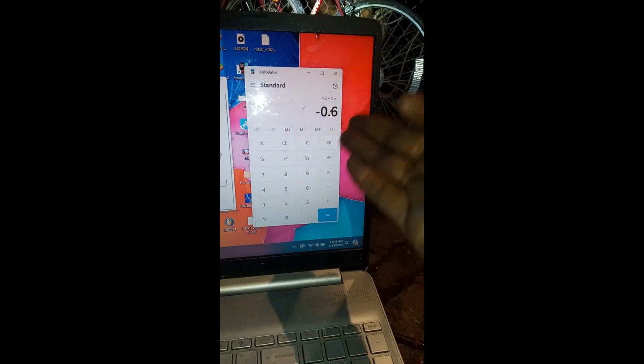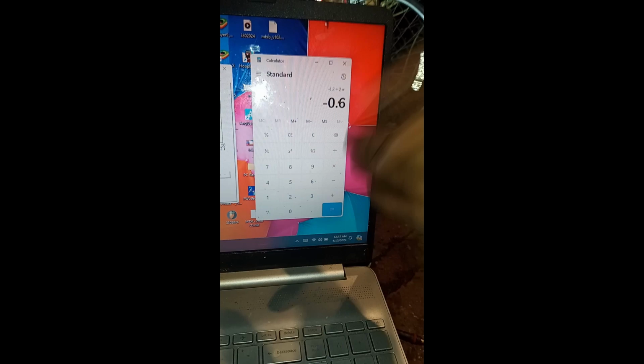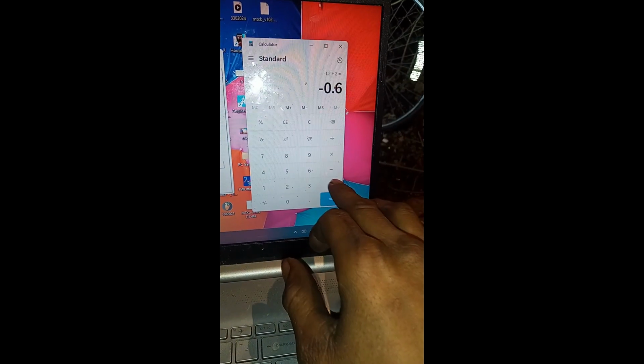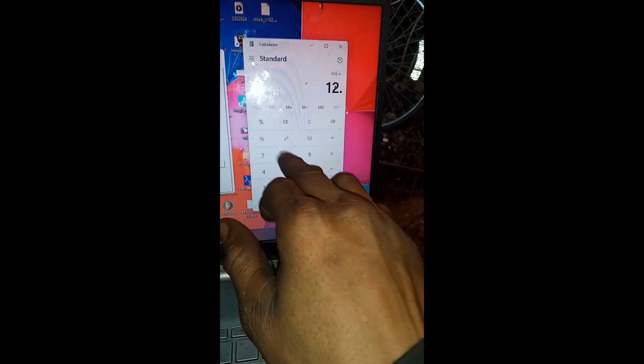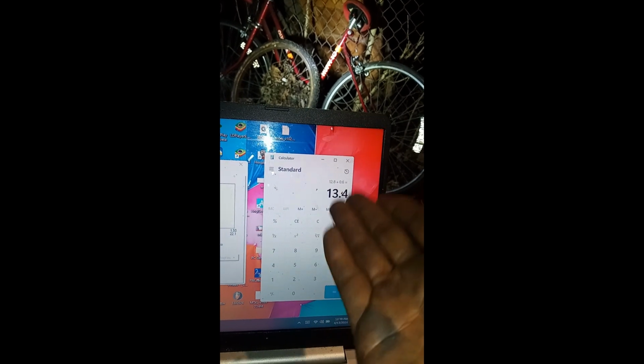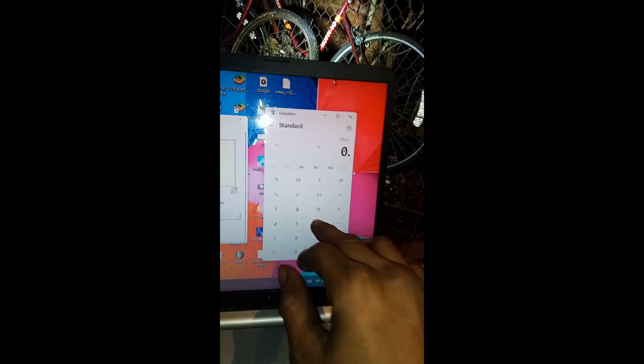You've seen that? It's not 0.6165. It's just 0.6. Add that to 12.8. Our in between is 13.4. Add it again, and you'll see 14.